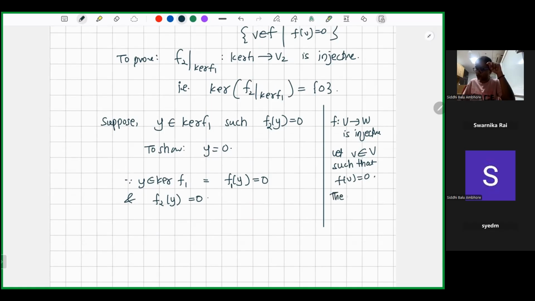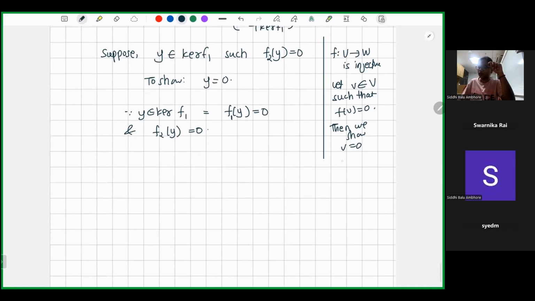Then we show that this V is 0, that is, the kernel of V is 0. Because when I start with V in V such that f of V is 0, I'm assuming it to be in the kernel. But then I show that if that V is 0, then the kernel becomes 0 always, if F is injective. So that's what we are doing.